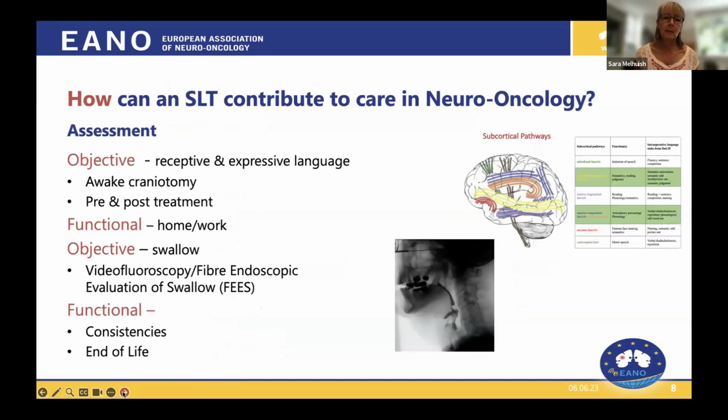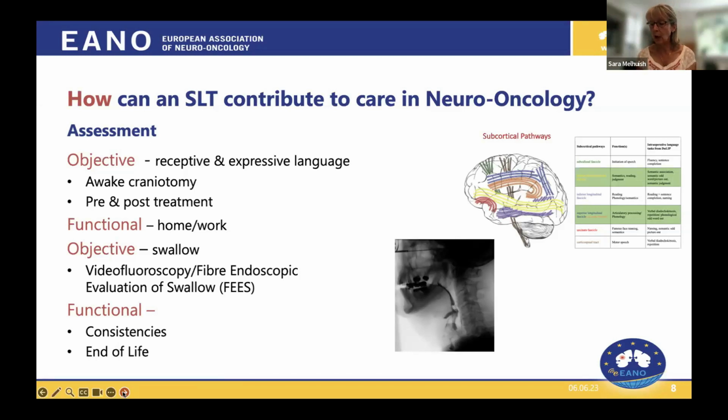If we look at assessment briefly, for an SLT, objective assessment using validated tools is really important for baseline measures. We're involved in awake craniotomies where surgeons will be working close to eloquent language areas. So we need that baseline function before we start. And the SLT is involved in evaluating language function during the surgery. But baseline assessment is also really key to inform support and identify change.